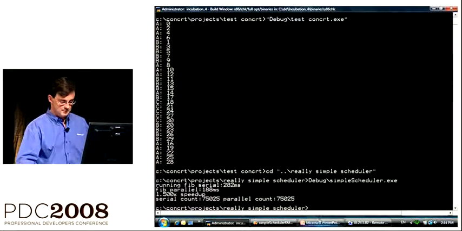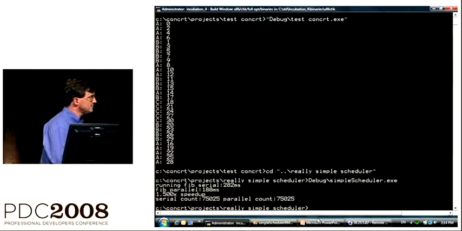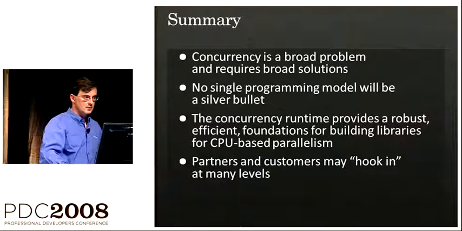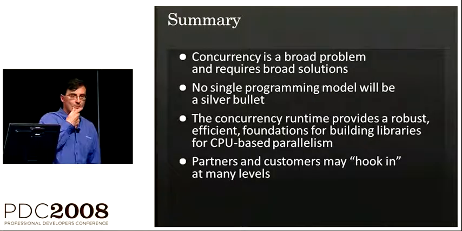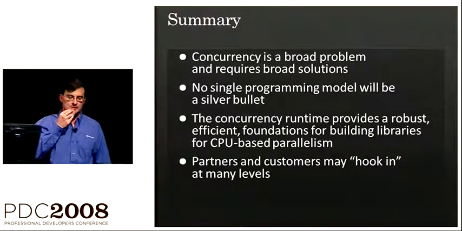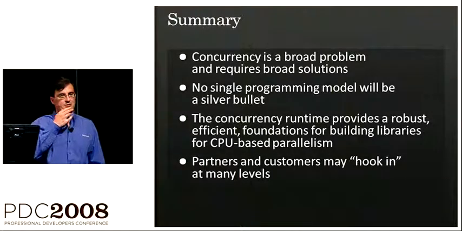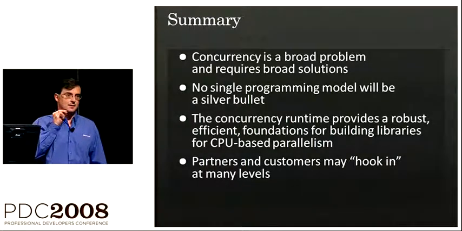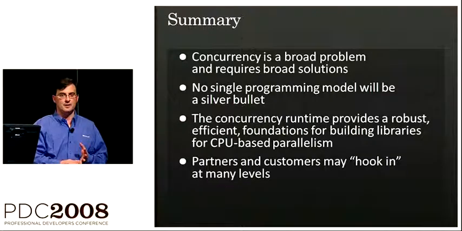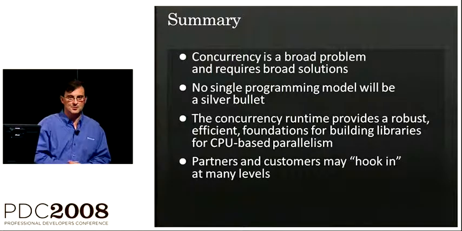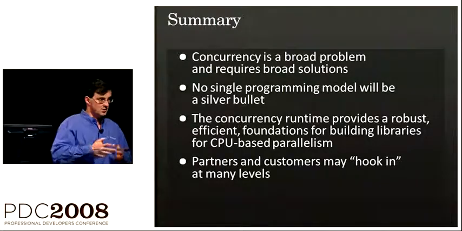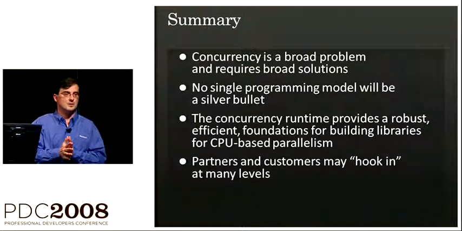Okay, so back to the end of my presentation. Concurrency is a broad problem. It requires broad solutions. We don't think that there's a single model or a single algorithm or a single runtime that's going to address all of those problems. We fully expect that you, either as a third-party ISV or partner of Microsoft's or even application developer, are going to have things that you want to do that are not in the box. There's lots in the box. But there are going to be things that you need to do that are additional.